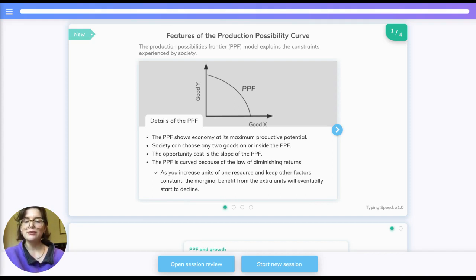The PPF is curved because of the law of diminishing returns. This means that as you increase units of one resource and keep other factors constant, the marginal benefit from the extra units will eventually start to decline.